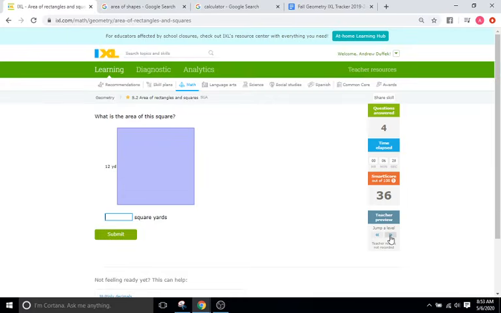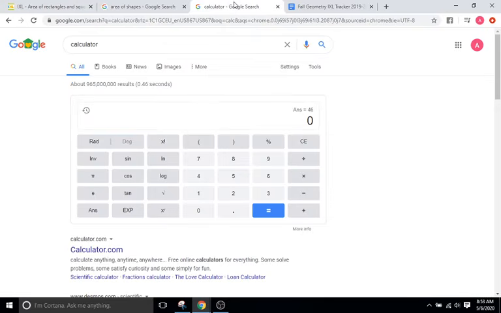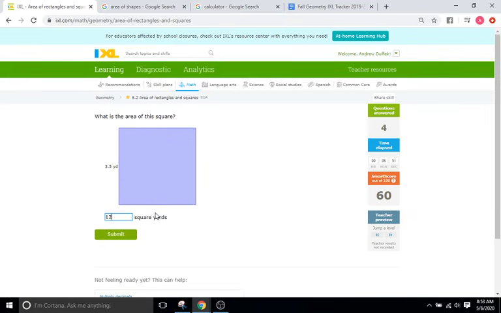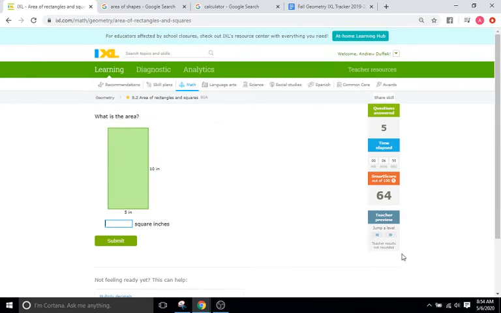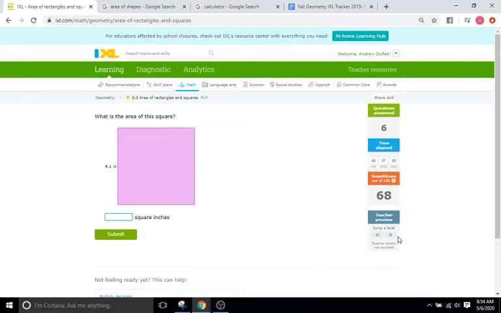Okay, so I'm going to skip these. And then once you get higher, they start giving you decimals. So for that, just use a calculator or something. This square has lengths of 3.5 for all of its sides. So I'll just go up here, type in 3.5 times 3.5. The answer is 12.25. So we'll go back here and enter 12.25. Okay, that one is 50. Okay, I'm going to jump again.